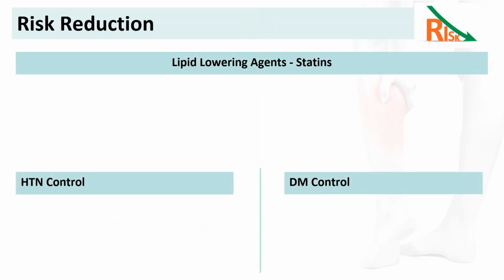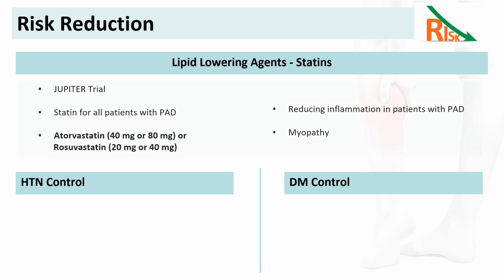Risk reduction with treatment of your comorbidities like dyslipidemia with statins, wherein the Jupiter trial has clearly shown the cardiovascular advantage, states that your statin is indicated irrespective of cholesterol levels in all PAD patients, and they require high intensity statin therapy with your 40 mg atorva or your 20 mg of rosuvastatin. Dose reduction may be vital if the patient has incidence of myopathy.